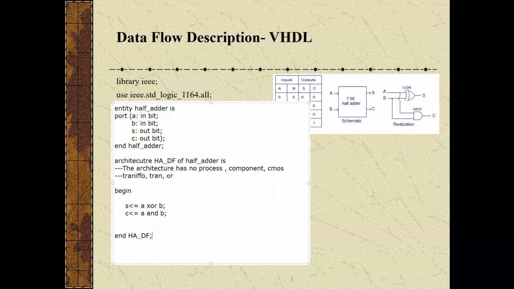So what are we doing in data flow description? In data flow description, we describe how the system signals flow from input to output. Usually the description is done by writing the Boolean function of the output. The data flow statements are concurrent, and their execution is controlled by events.